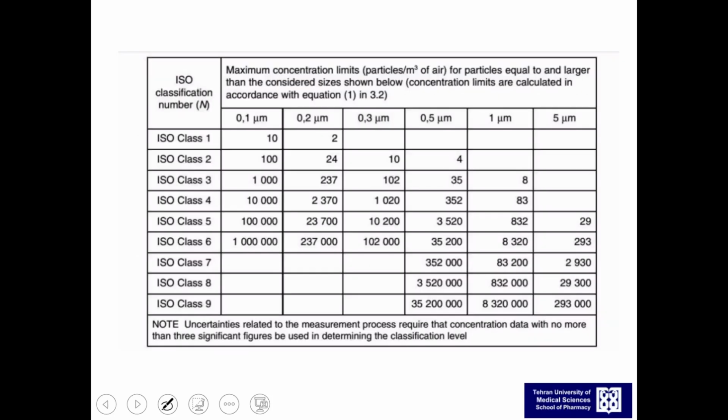So this is the available standard, and it differentiates the size of the clean room. ISO class 1 will be 0.1 micrometers maximum concentration limit of particles per cubic meter of air. For ISO class 2, 10 particles of 0.1 micrometer should be there, and 0.2 micrometers, only 2 particles will be acceptable. In class 9, like that, the particle sizes from 0.4 to 5 will be increasing and acceptable.